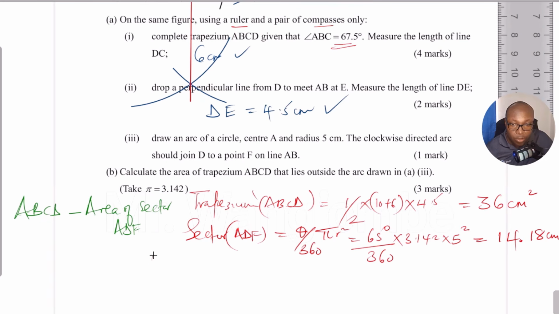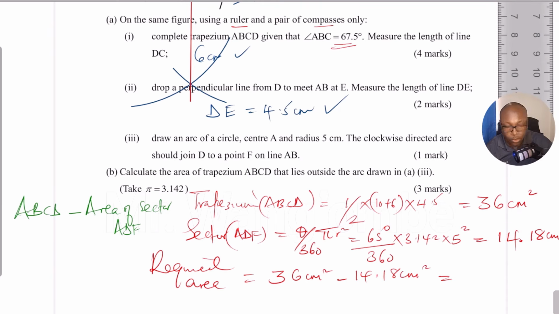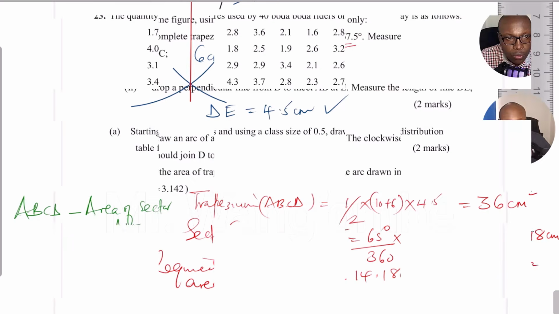So now the required area will be given by the area of the trapezium, which is 36 centimeters squared, minus the area of the sector, which is 14.18 centimeters squared. So we'll get 21.82 centimeters squared, and that is simply how you're supposed to solve that question.